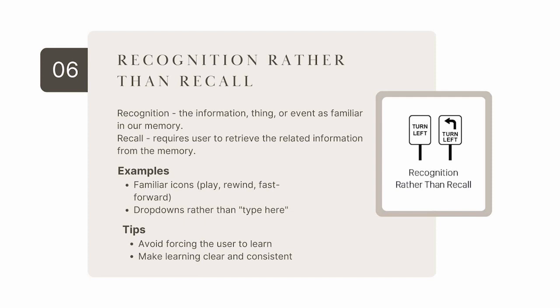And drop downs are another good example of this, because it's like giving someone a multiple choice rather than an open-ended question. If someone asks you the capital city of a random country, if you give them 4 options, they're going to work it out quicker than sitting there trying to work it out. Yeah, avoid making the user learn if you can, and if you need to make them learn, make it consistent.